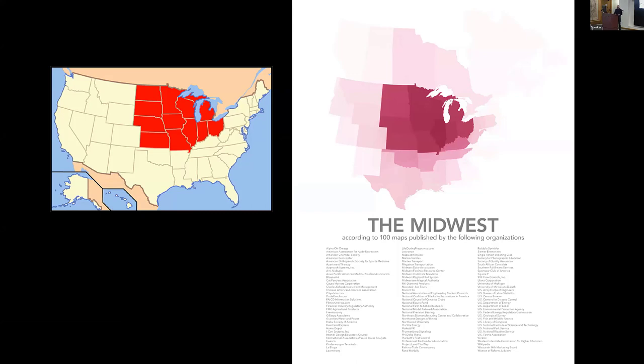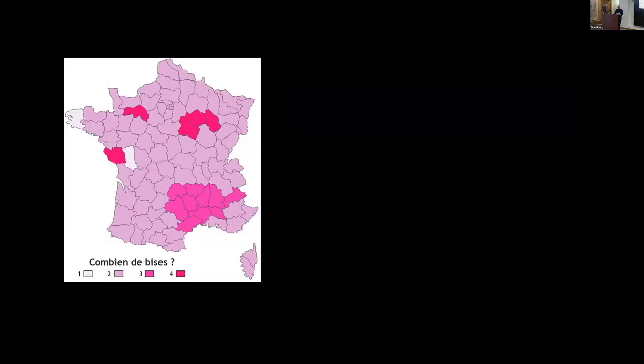Number two, there's this very fun survey that I came across that asked people in France how many times they kiss their cheeks when they meet a friend. And this is the standard choropleth map that was created from that data. You can see each area is shaded just one color. Two kisses is the overwhelming standard throughout most of France.